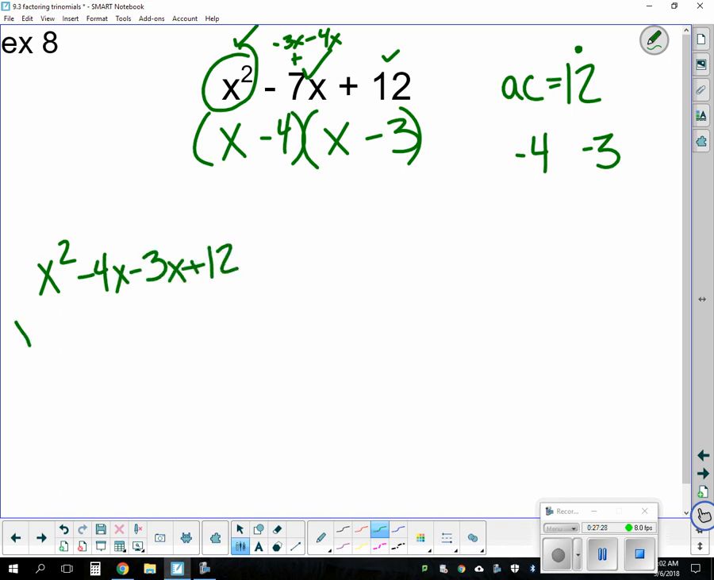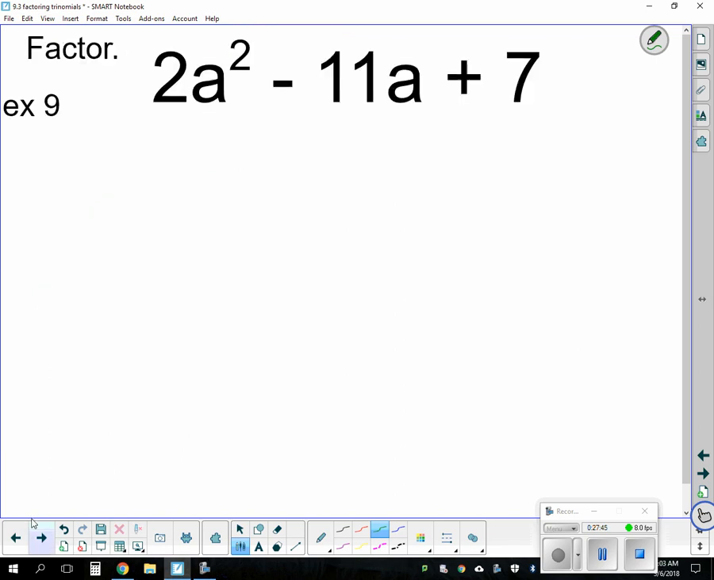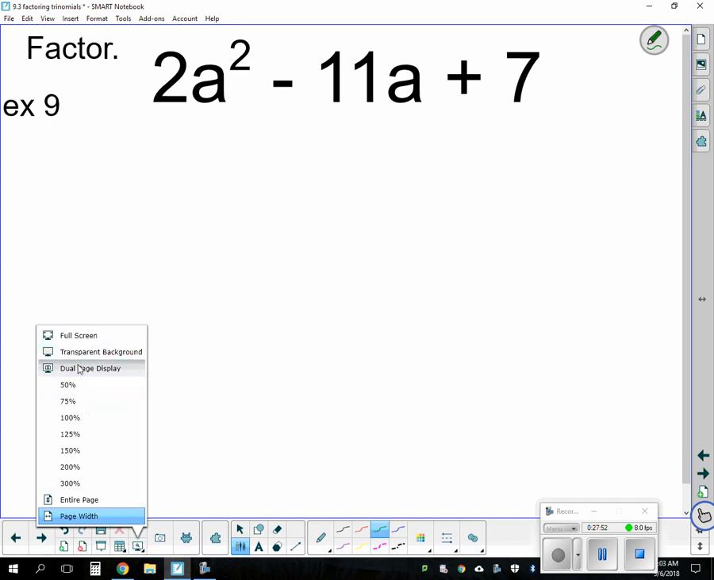I would have had this. Factor by grouping. I would have had that. Factor out that, and this is what's left over. The exact same answer. Okay, when can you use the shortcut? Only when A is 1. All right, I'm going to have you guys do the next two here. Pause the video, try the next two.